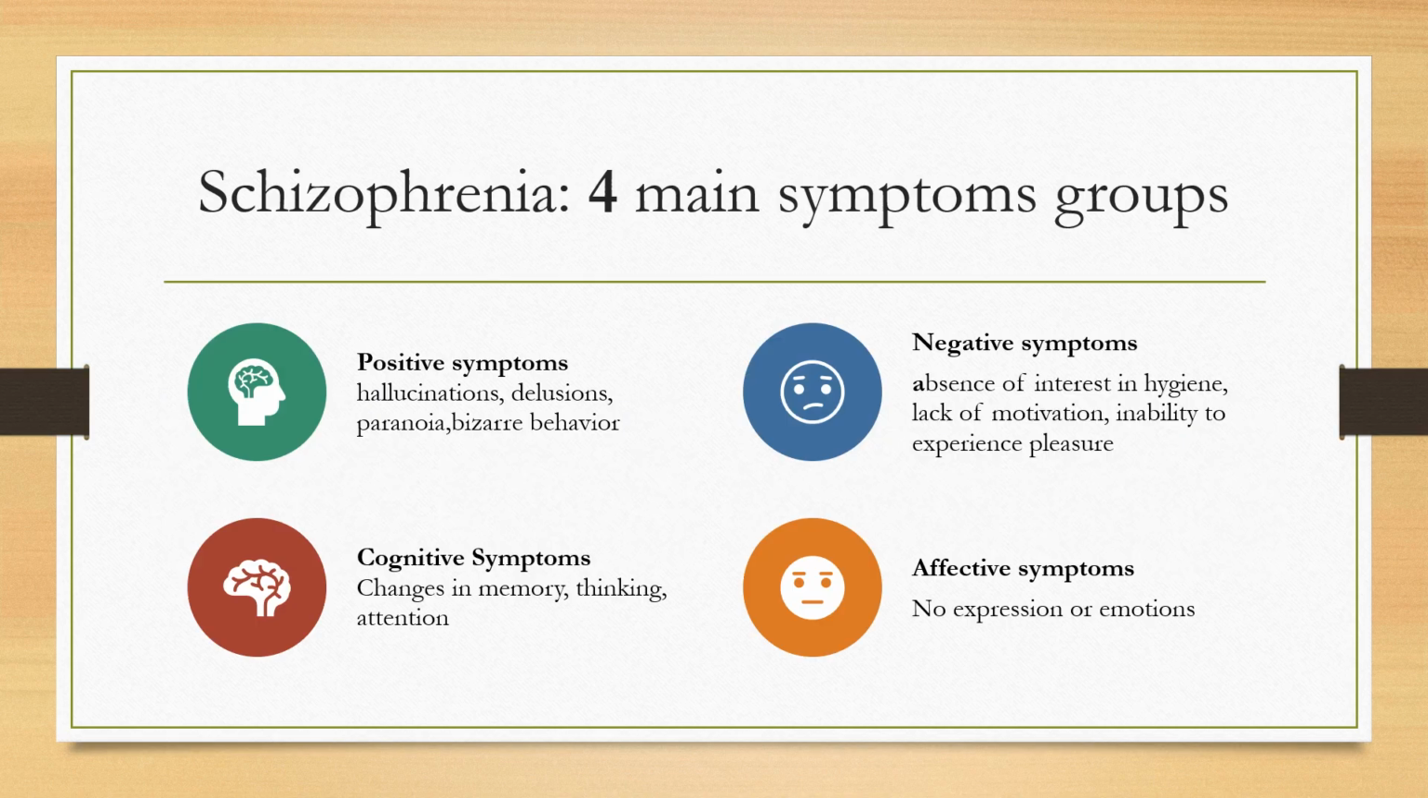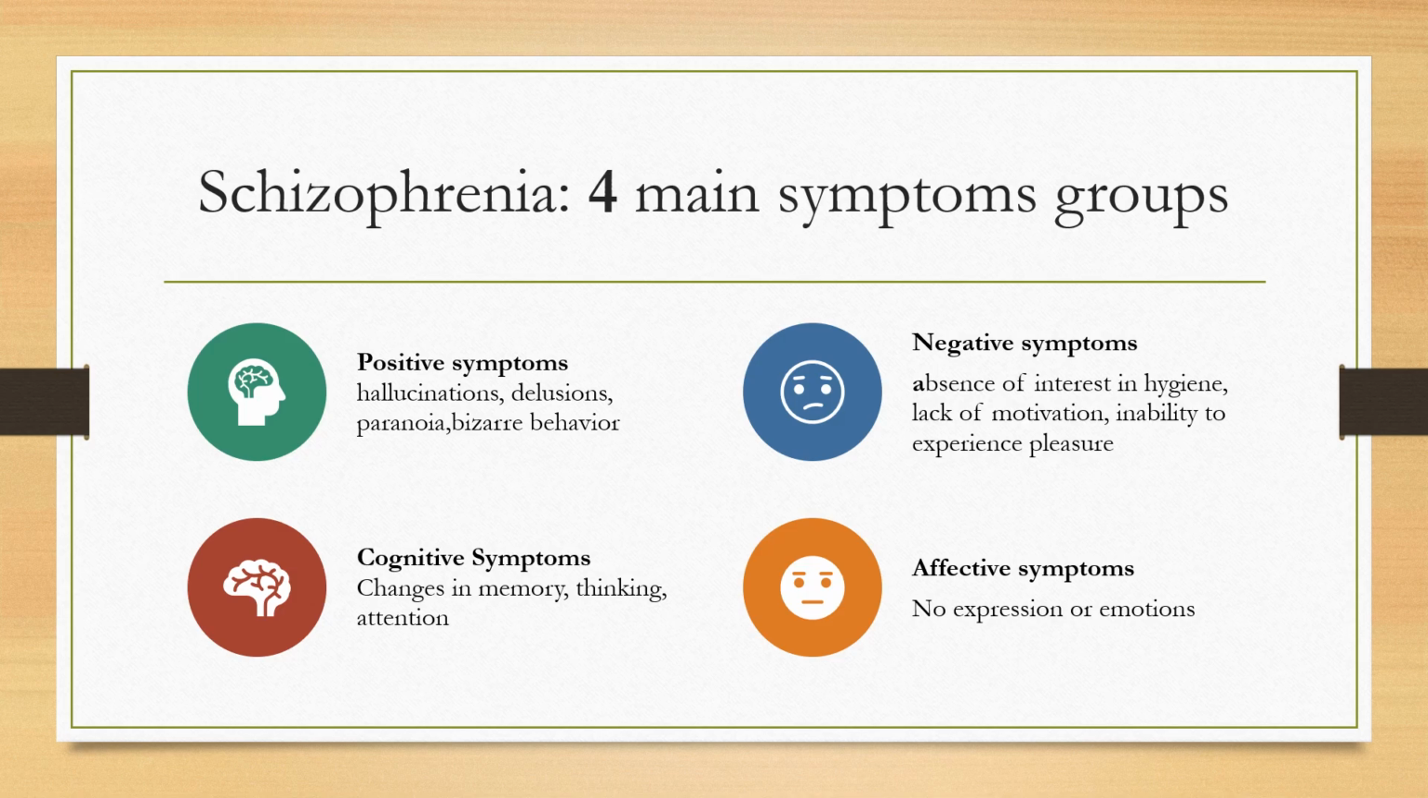Next, let's look at the 4 main symptom groups of schizophrenia, which include positive symptoms, negative symptoms, cognitive symptoms, and affective symptoms. So let's look at what positive symptoms are. Positive symptoms include hallucinations, delusions, paranoia, and bizarre behavior. So let's think hallucination, delusion, paranoia, all those things come under positive symptoms.